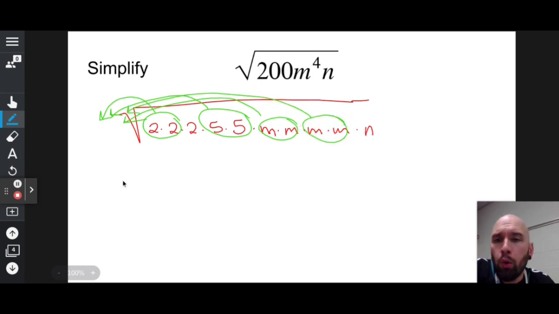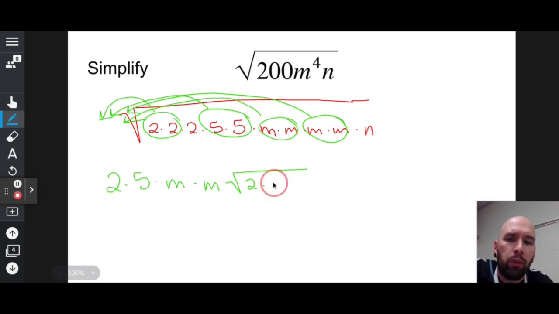What's left over, so we have 2 times 5 times m times m times the square root of 2 times n, the leftovers. 2 times 5 is 10. M times M is m squared.